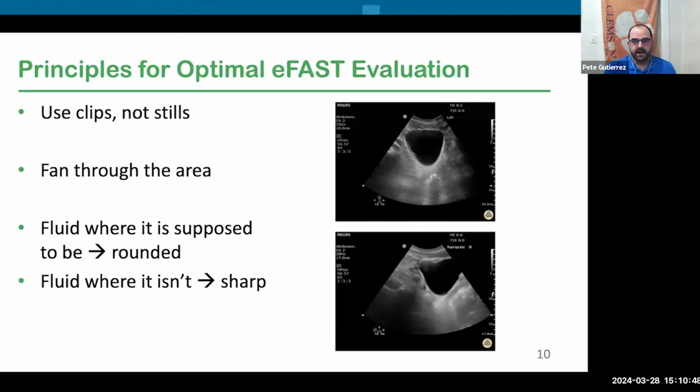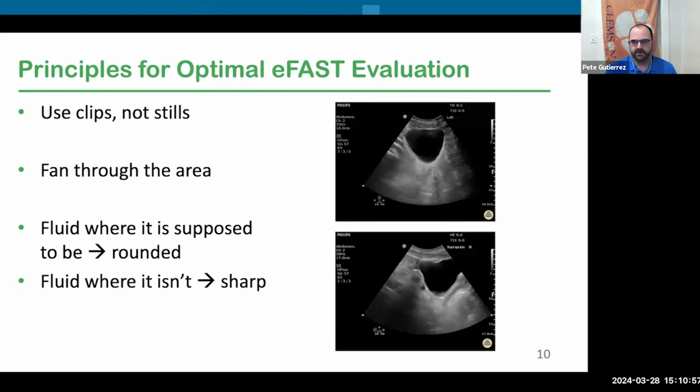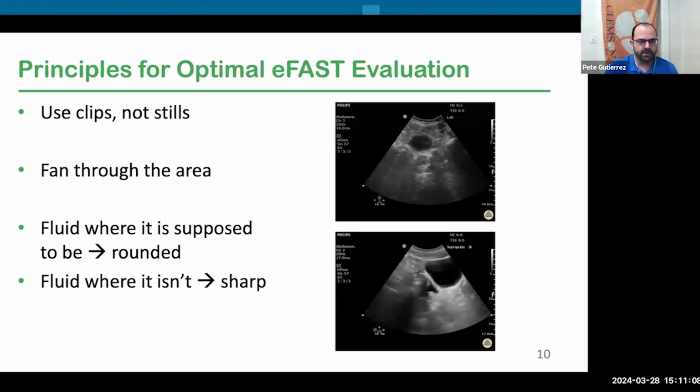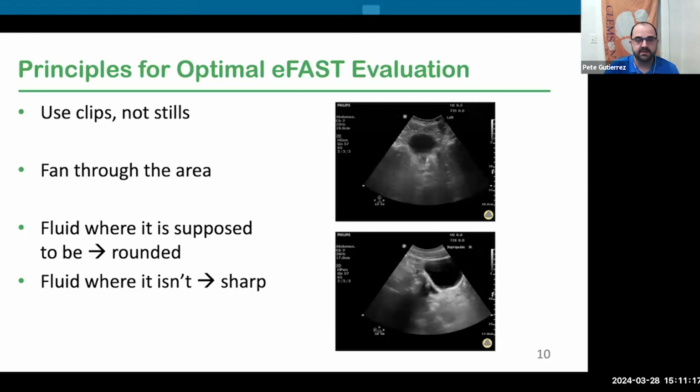So for the optimal EFAST exam, it's supposed to use clips and not stills. This will allow you to fan through an area. There may be fluid evident in only one plane of view. When you see fluid, look towards the edges. So fluid where it's not supposed to be should be sharp. You're dissecting down fascial planes and in potential spaces. Fluid where it is supposed to be tends to be rounded.